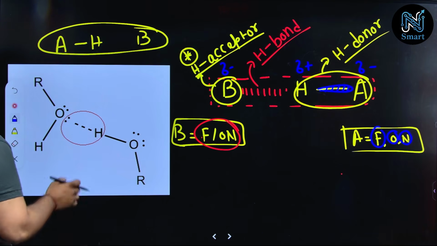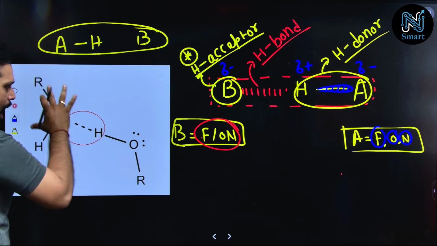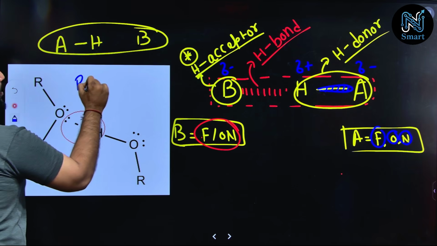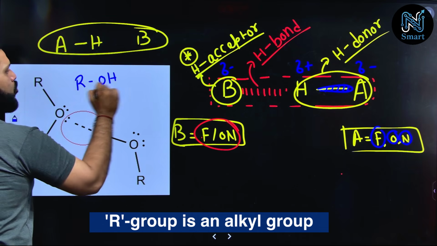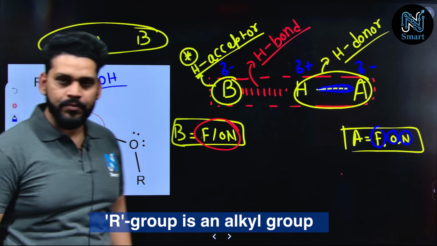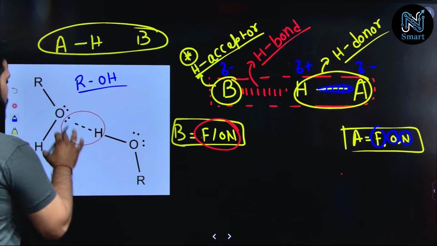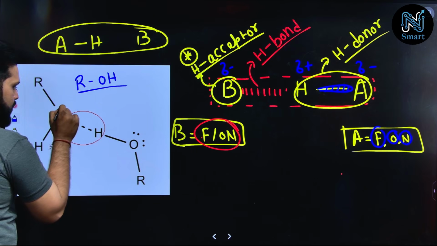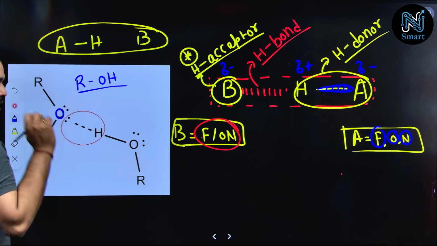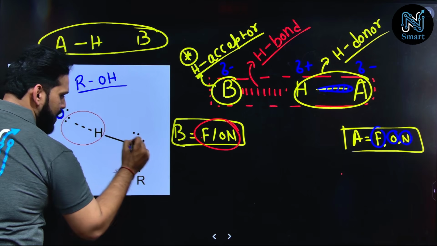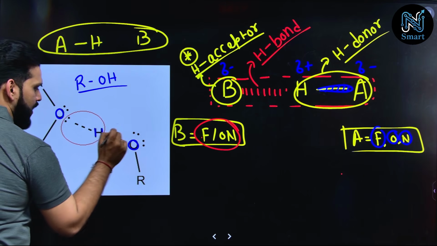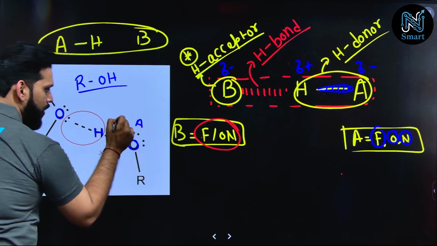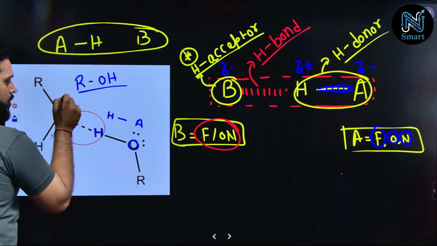See, they are writing ROH. So ROH is a kind of an alcohol, where R group can be any alkyl group, correct? That is what ROH is. Now, you can see we have the FON elements over here. Do you see this? Oxygen over here. This is one of the FON elements. This is another FON element, and this is my hydrogen. Can you see this thing? A, H, B.